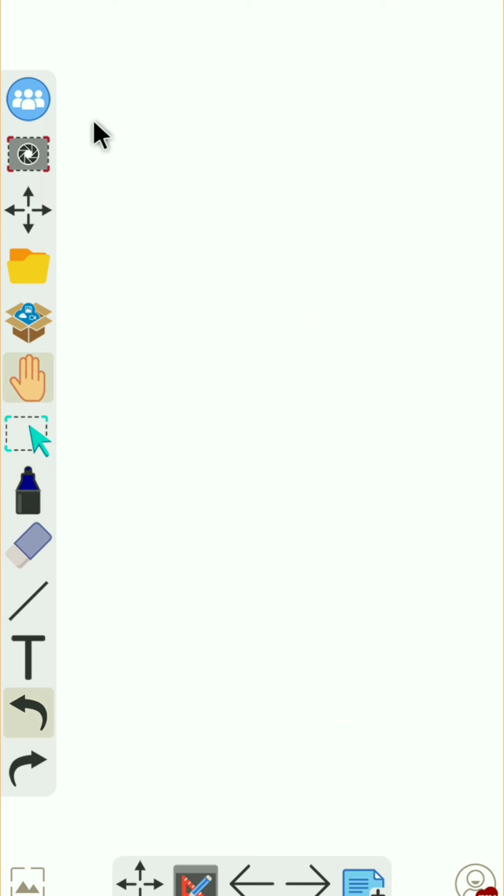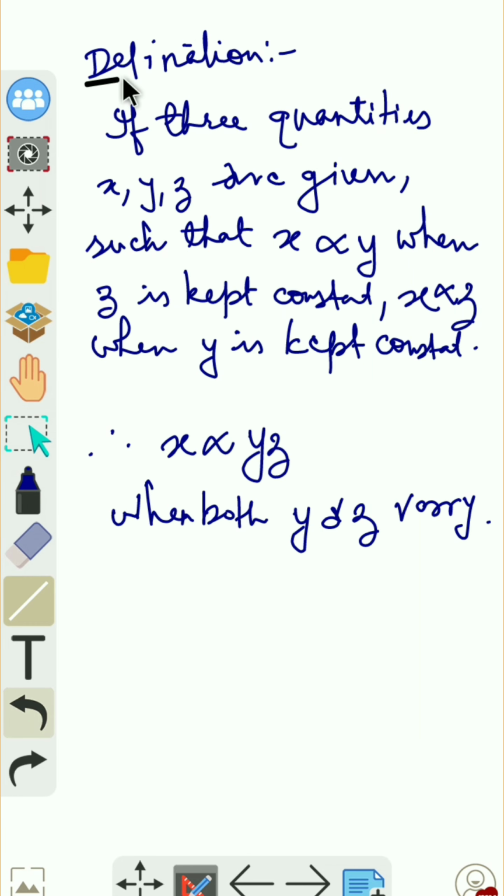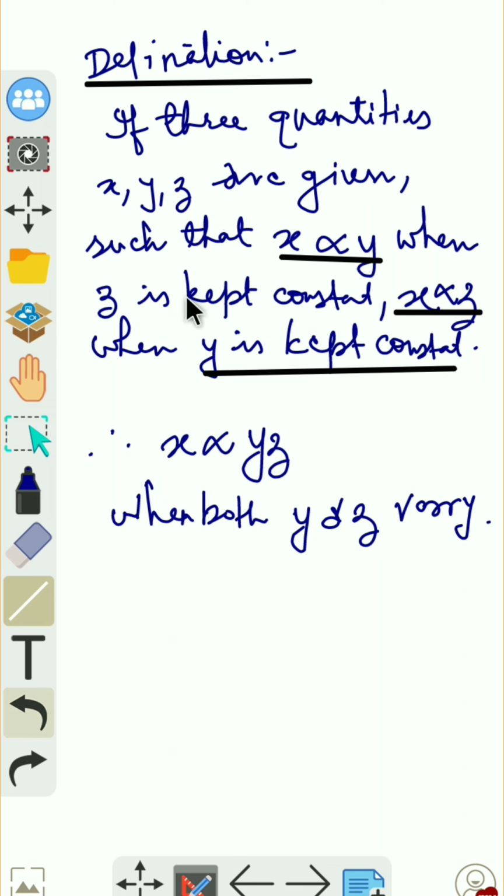Okay, definition wise, the definition of joint variation simply reads like this. If three quantities are given, x, y, and z, such that x is proportional to y when z is kept constant, similarly x is proportional to z when y is kept constant, then combining these statements, it can be simply written as x proportional to yz when both y and z vary.